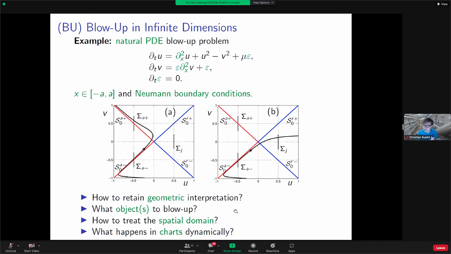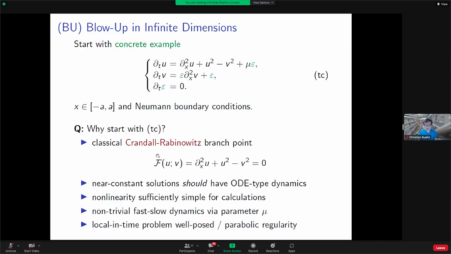So how to retain the geometry? I would say discretization is probably the best answer. What objects to blow up, how to treat the spatial domain, and so on. We started with this transcritical problem with Maxi. And why start with this?